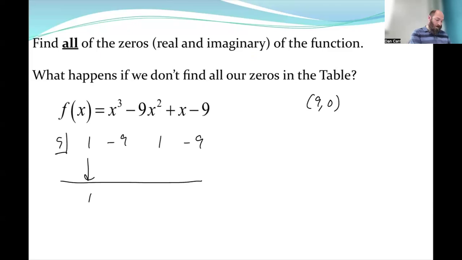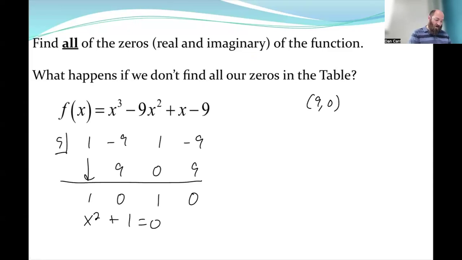So that's 1. 9 times 1 is 9. Combine that to 0. 9 times 0 is 0. Combine that as a 1. 9 times that is 9. So it combines to 0. So I get x squared plus 1 equal to 0.